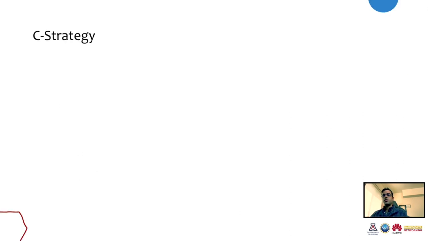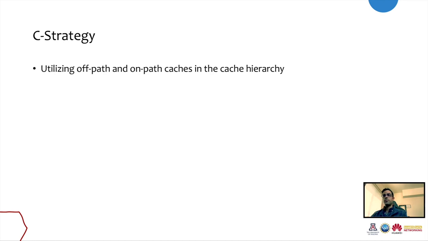So this takes us to C strategy. This strategy uses the cache hierarchy and tries to exploit off-path and on-path caches in the network. When a node experiences a cache miss, based on the location of that node in the hierarchy, C strategy chooses some nodes in higher tiers and probes them.